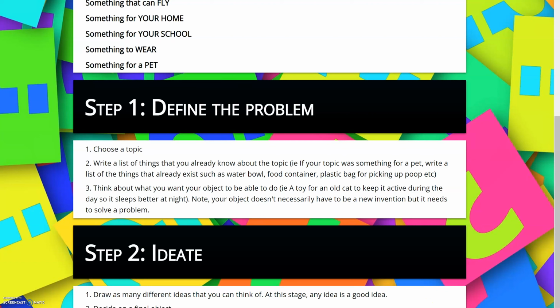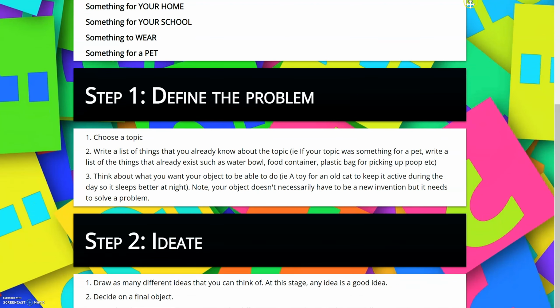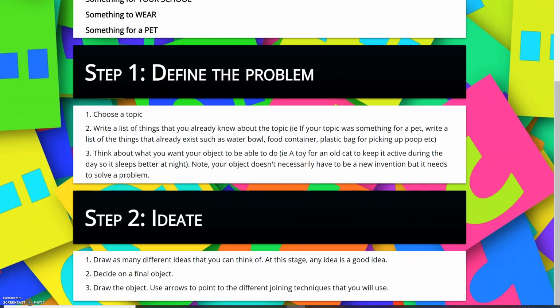Then get students to ideate. With this ideation phase, draw as many different ideas as you can think of. At this stage, any idea is good. Decide on the final object, and then get students in their groups to draw the object and use arrows to point to different joining techniques that they will use. So you're linking the techniques they learned before with their ideas about what they want to produce.